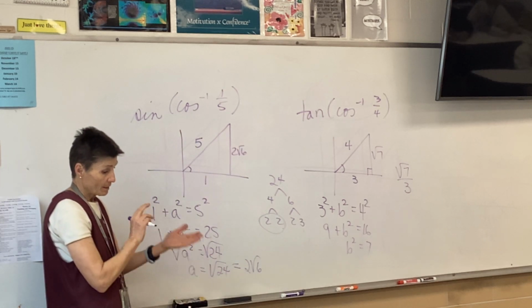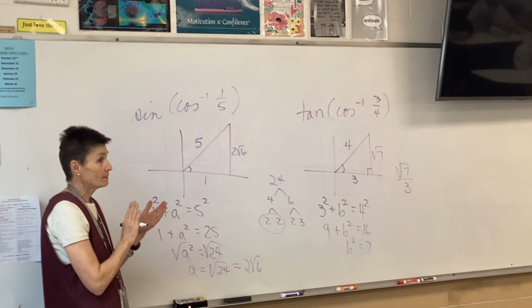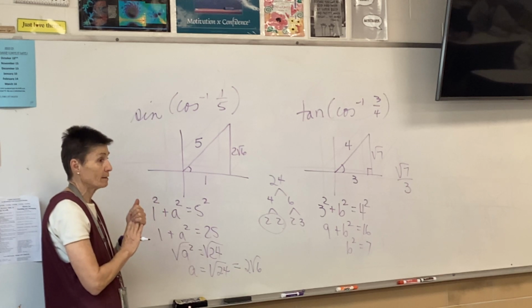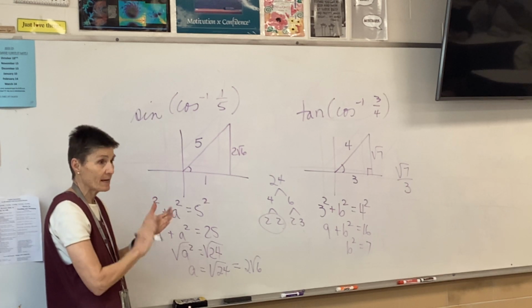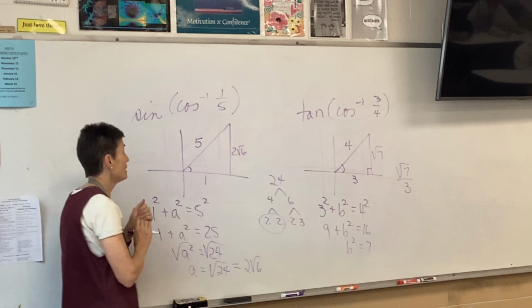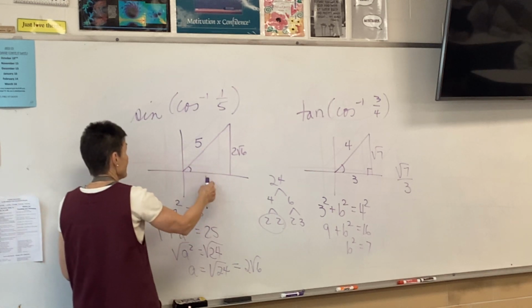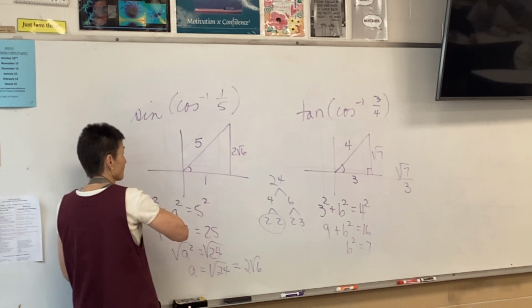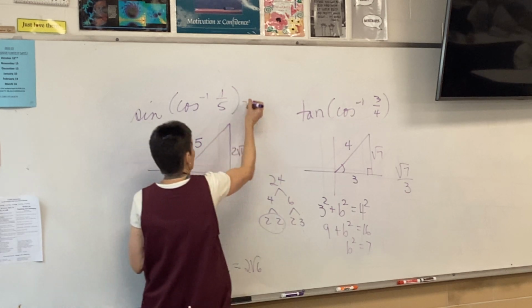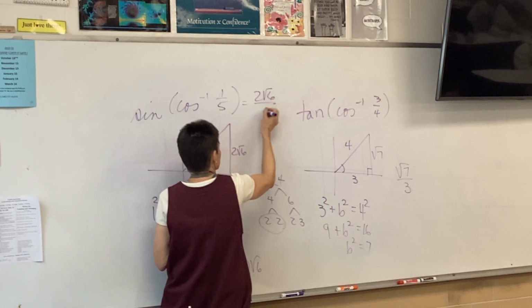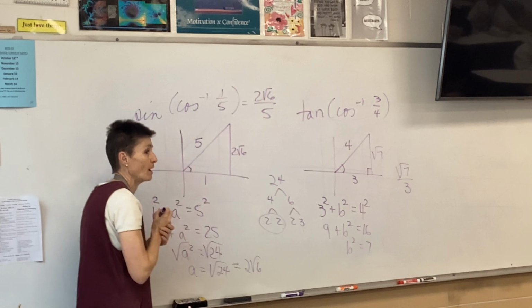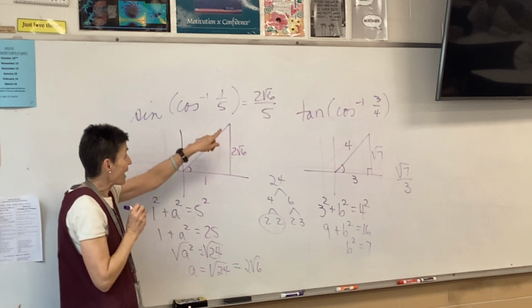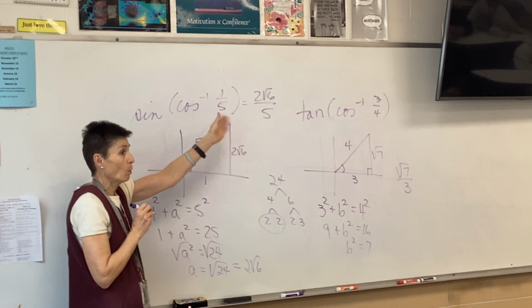Now, problem 1E, which is the one we're doing, wants the exact answer, no calculator. So what is the sine in this picture right here? 2 square root of 6 over 5, opposite over hypotenuse. So that is the answer to 1E.